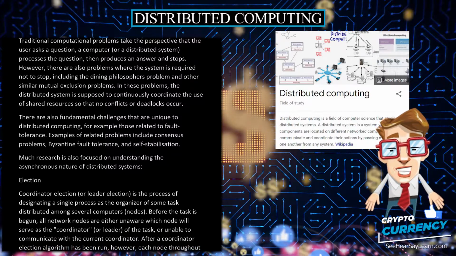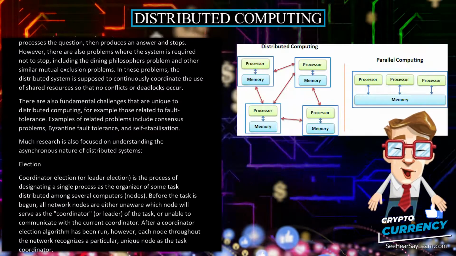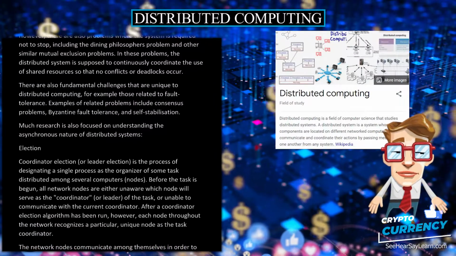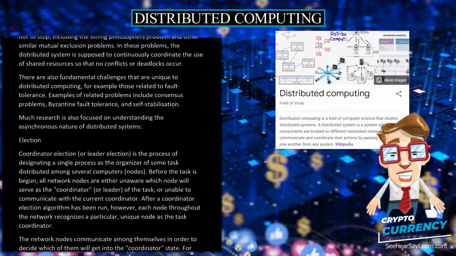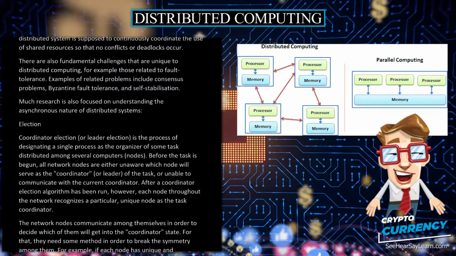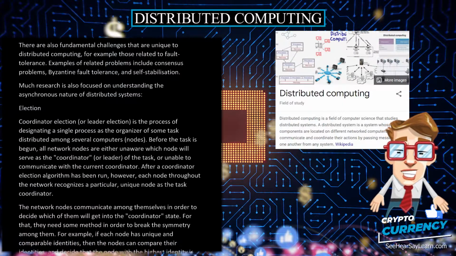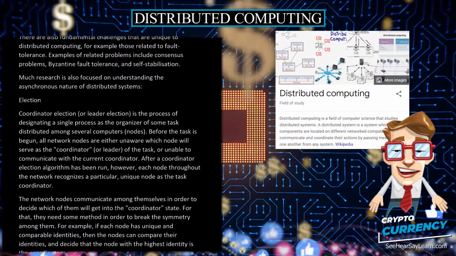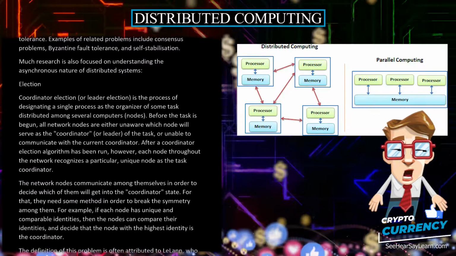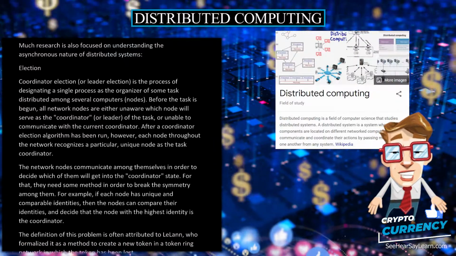Election. Coordinator election, or leader election, is the process of designating a single process as the organizer of some task distributed among several computers, nodes. Before the task is begun, all network nodes are either unaware which node will serve as the coordinator, or leader, of the task, or unable to communicate with the current coordinator. After a coordinator election algorithm has been run, however, each node throughout the network recognizes a particular, unique node as the task coordinator. The network nodes communicate among themselves in order to decide which of them will get into the coordinator state. For that, they need some method in order to break the symmetry among them.